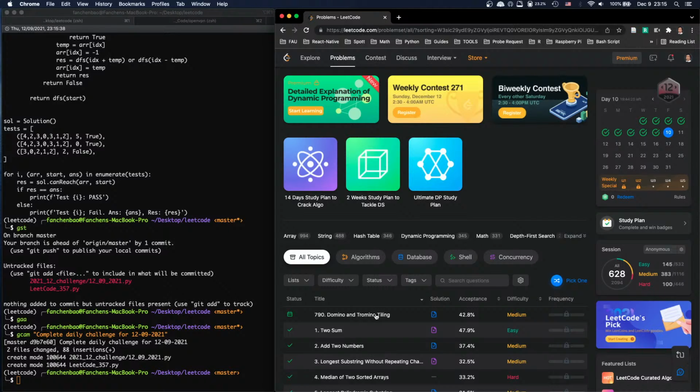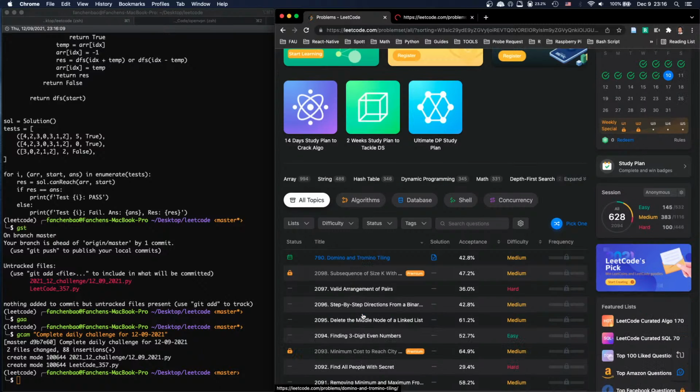Domino and tromino tiling. The heck is that? Interesting problem. Oops, I forgot to get it ready before starting the stream. Now we're having issues. I don't know what happened. I pressed something. Okay, why is it showing this? I didn't ask for this.